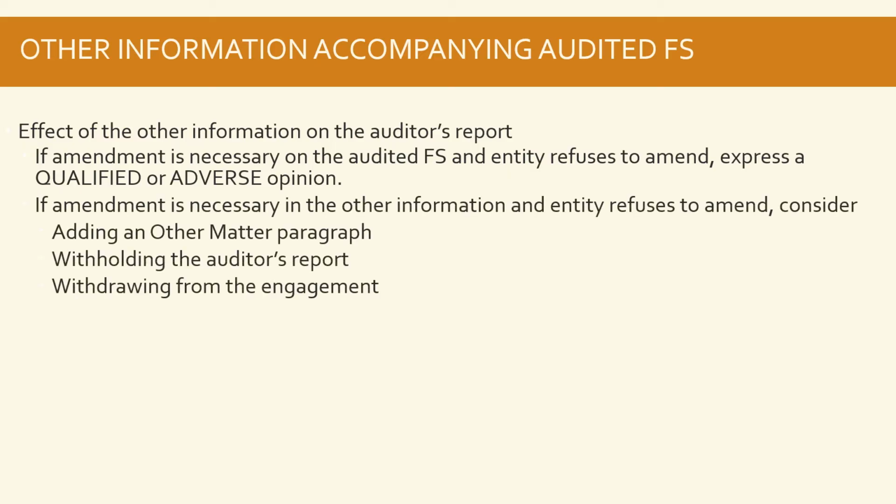All right. Now, if amendment is necessary in the other information, which we did not audit, we again approach management and we request management to correct the inconsistency. Now, if management refuses to correct the other information, the auditor will then consider adding an other matter paragraph to the report.